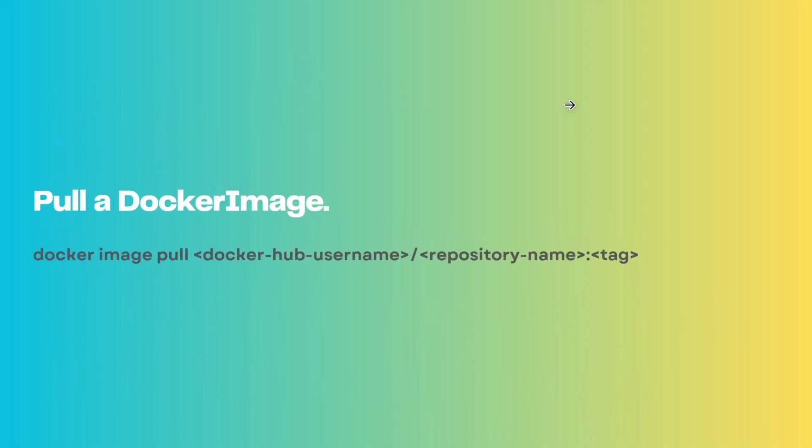To pull the Docker image, we have the command docker image pull, Docker Hub username, repository name and the tag. But we do not have to write all of this because we already have copied that command from our Docker Hub website. So let's open the terminal.